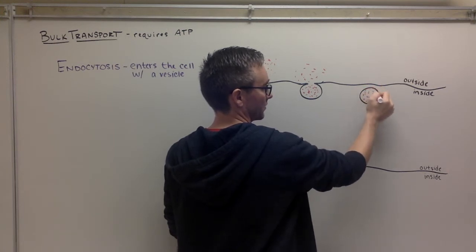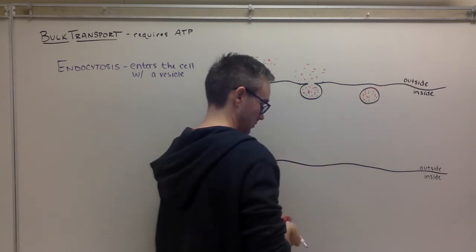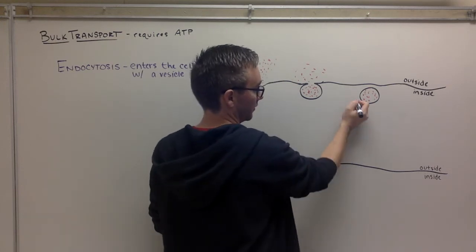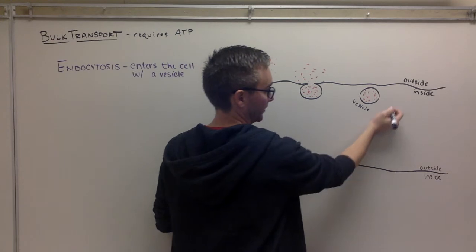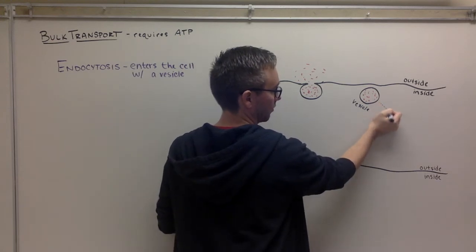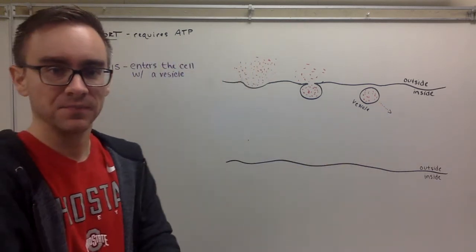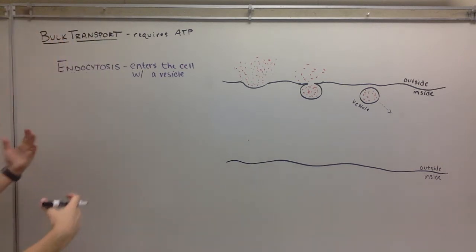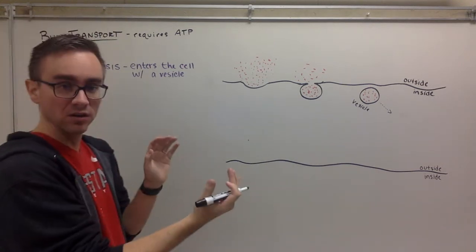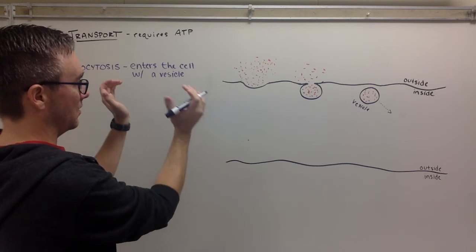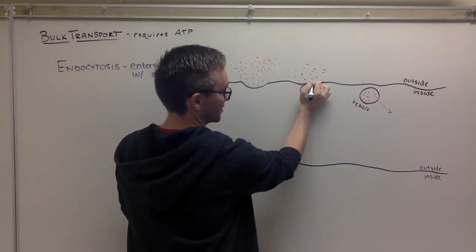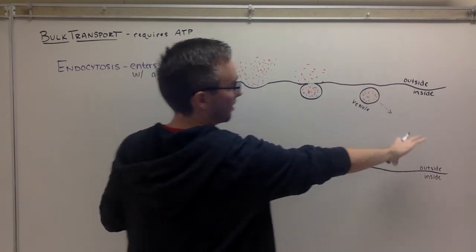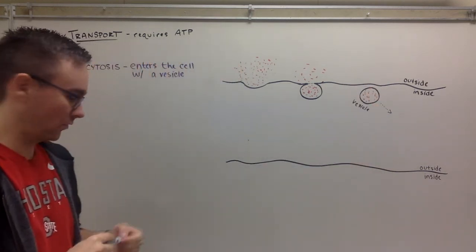Now what we have is our vesicle, and that vesicle can go off into the cell where it needs to go. This is what we call endocytosis, because it is entering the cell using a vesicle. The membrane wraps around the materials, and once it closes that space, it can pinch off and go off to where it needs to go.